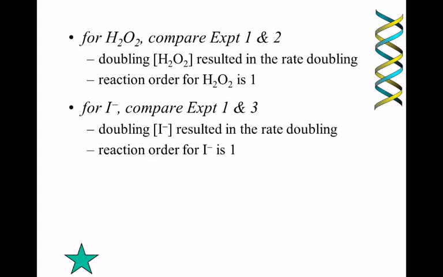And when we compare, again, experiments 1 and 3, the thing that changes is your I minus. The H2O2 and the H plus are held constant. And again, we saw a doubling. So that must mean that it's also first order.